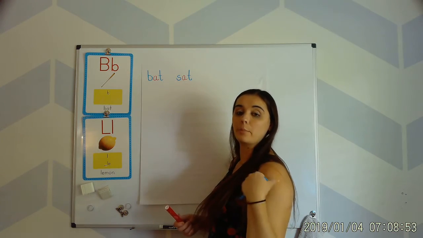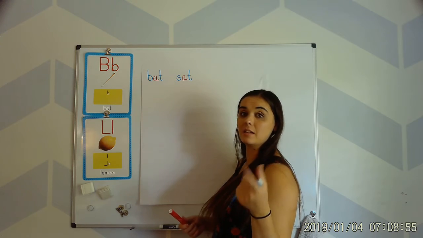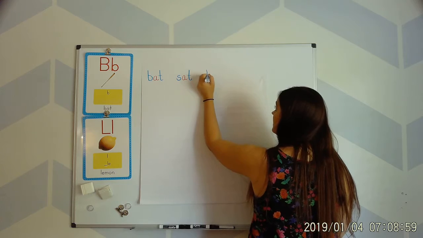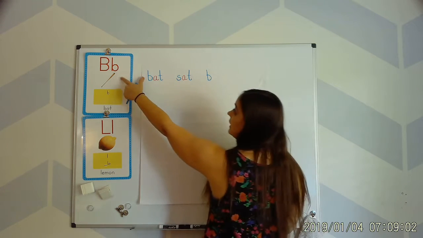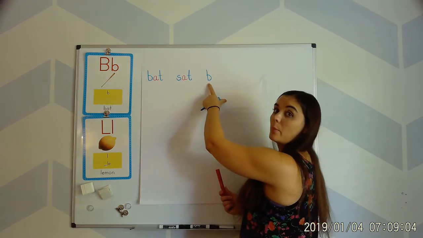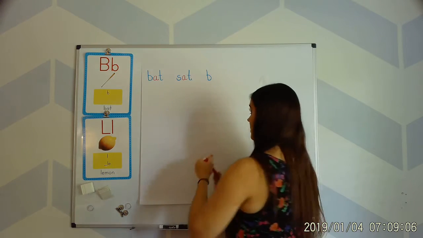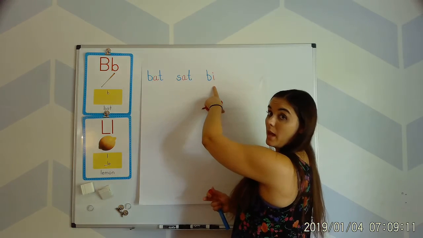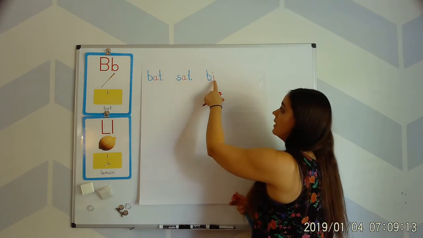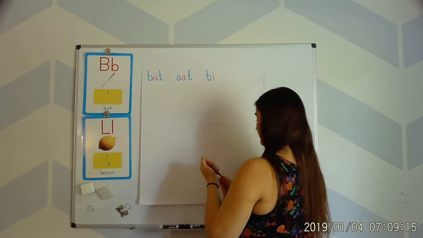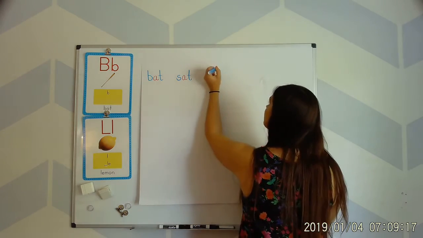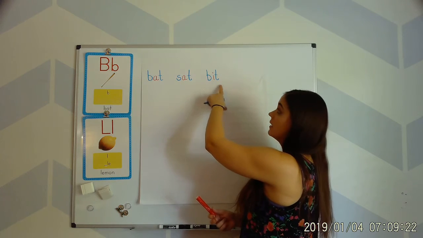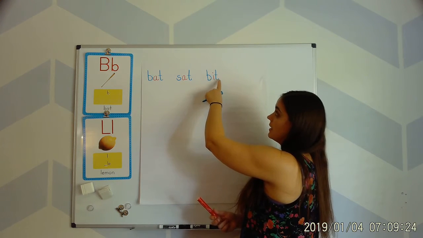Bit. Bit. So that B says what? Buh. And I says what? Bi. And T says bit.